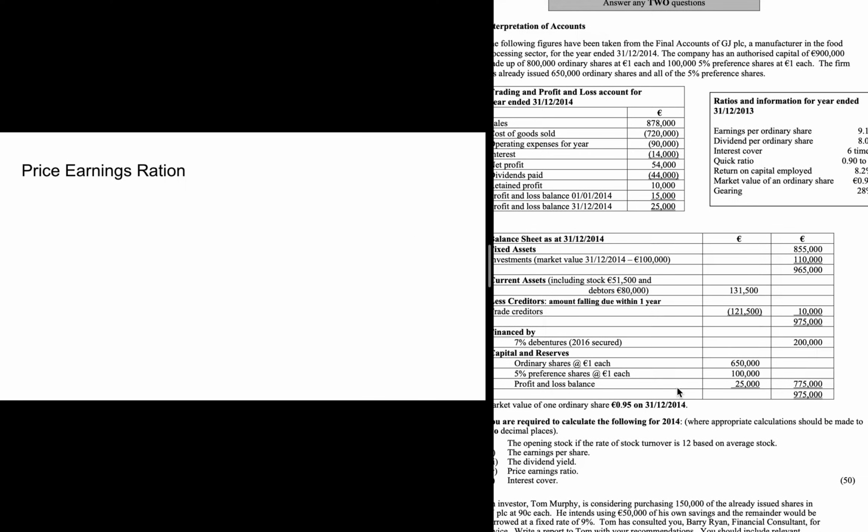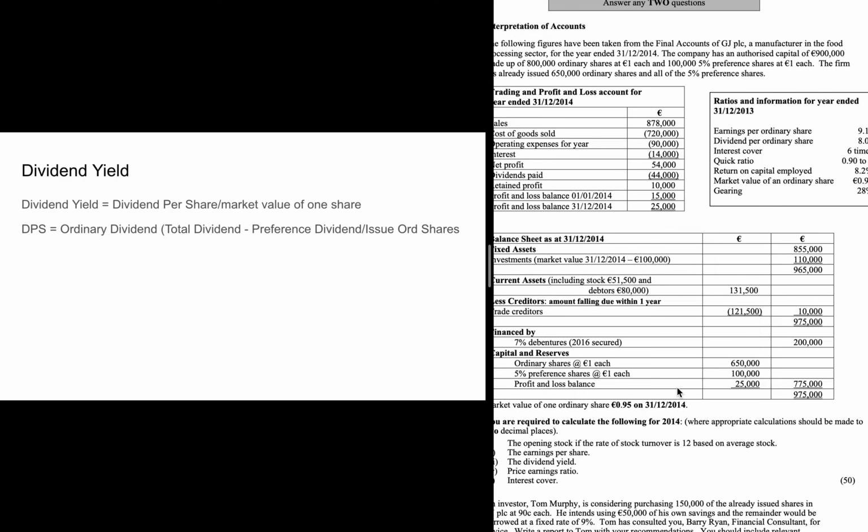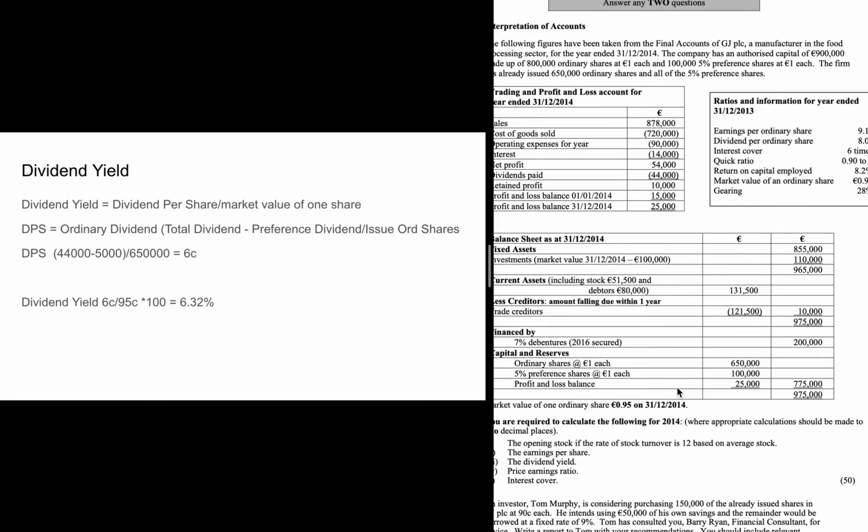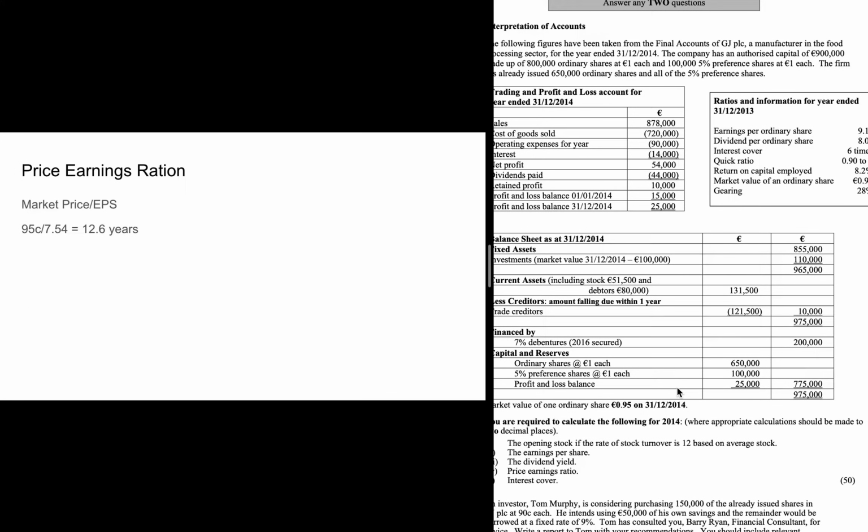Price earnings. Now we've worked out the EPS already, so it's price over EPS. So 95 over 7.54 is 12.6. That's it, done. And then interest cover, net profit plus interest over interest. So net profit is 54, interest is 14. So 68 over 14 is 4.86 times.